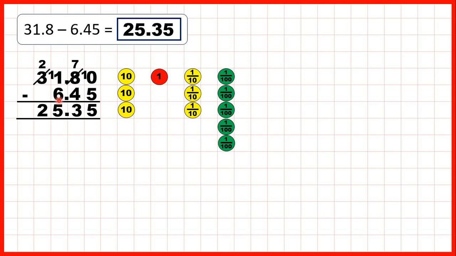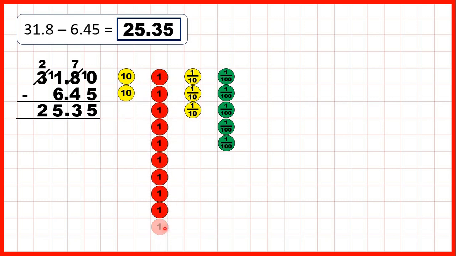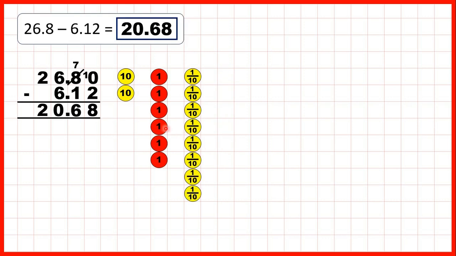Finally, we needed to subtract 6 ones, but to do that, we needed to exchange one of our tens for 10 more ones. So to subtract 6, we can subtract 1, then exchange, and subtract 2, 3, 4, 5, 6. We didn't need to subtract any tens, so we have our answer 25.35. So that's 2 tens, 5 ones, 3 tenths, and 5 hundredths.